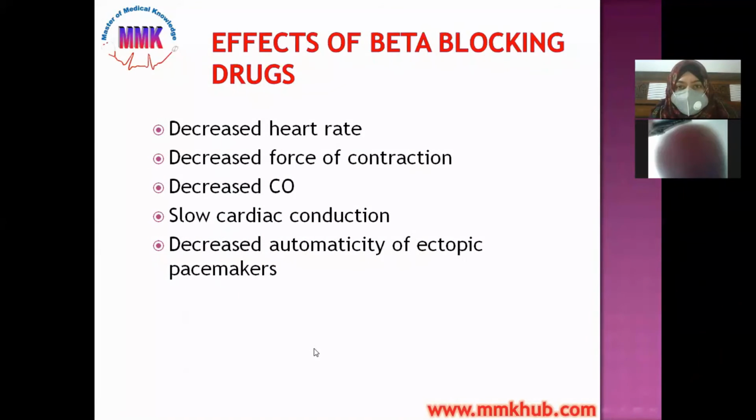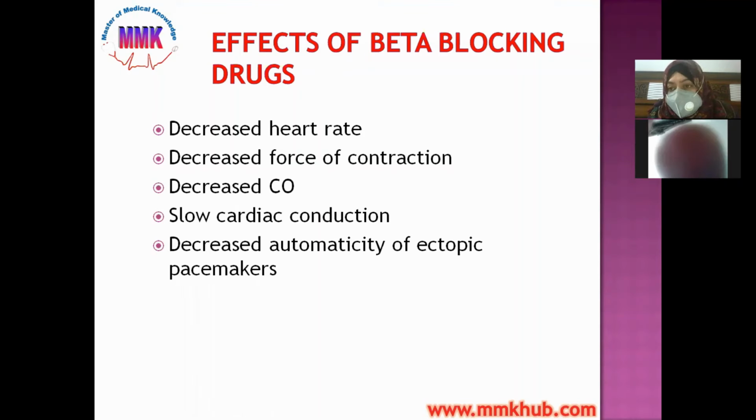And now the effects of beta blocking drugs. The beta blockers are going to decrease the heart rate because the beta 1 receptors are present on the heart and kidneys, if you remember. They also decrease the force of contraction, so negative inotropy will occur, decreasing cardiac output, slowing cardiac conduction, and decreasing the automaticity of ectopic pacemakers.